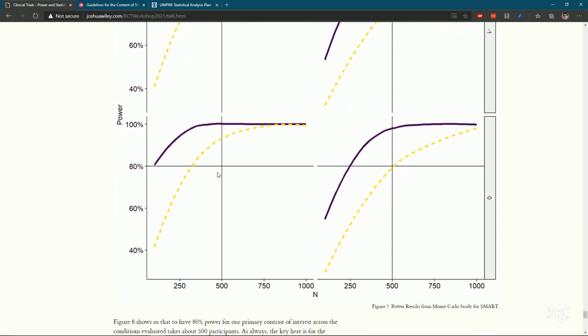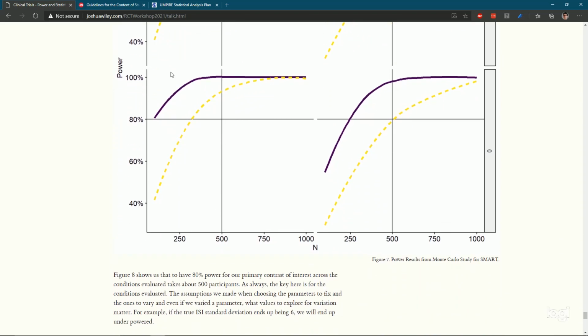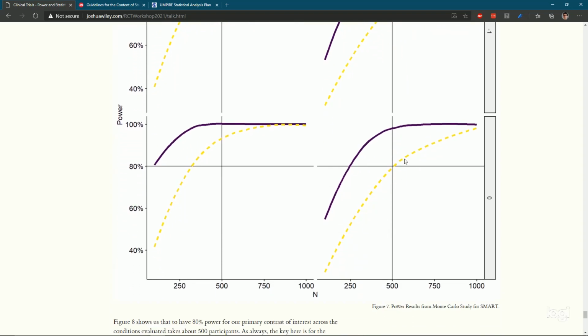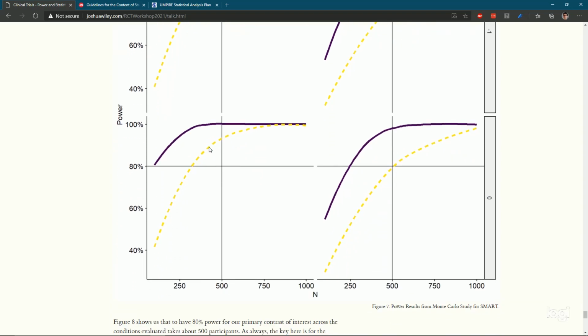What we can see here is that for 80% power, if the standard deviation is lower, 3, we need a lot fewer people. When the standard deviation is higher at 4, we need quite a bit more people. You can see there's lower power. You can also see that it makes a big difference whether therapist-delivered CBTI helps people an additional 2 points or only an additional 1 point. If it only helps an additional 1 point, telling these two groups apart requires, again, more people.